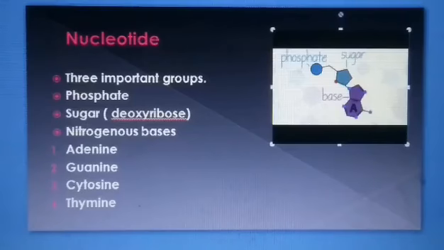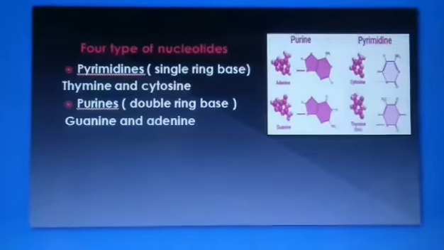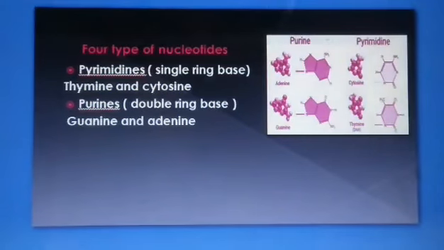And then we have the 4 different types of nitrogenous bases, which are organic molecules containing nitrogen in the form of a ring structure: adenine, guanine, cytosine and thymine. Now since we have 4 different types of nitrogenous bases, we have 4 different types of nucleotides present inside the structure of DNA.